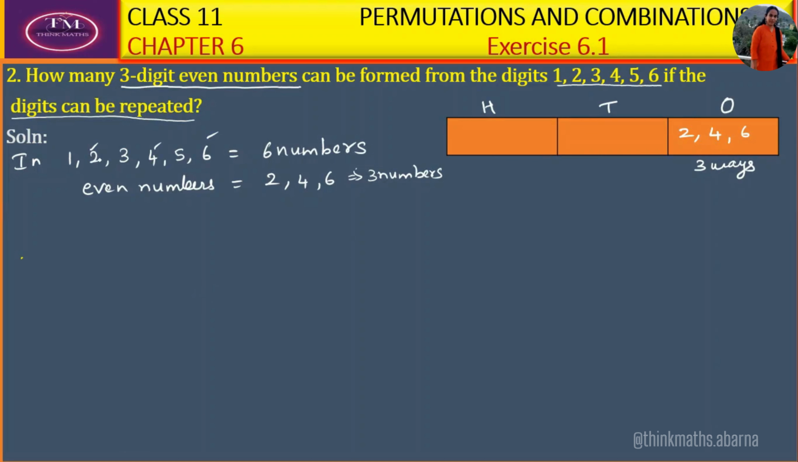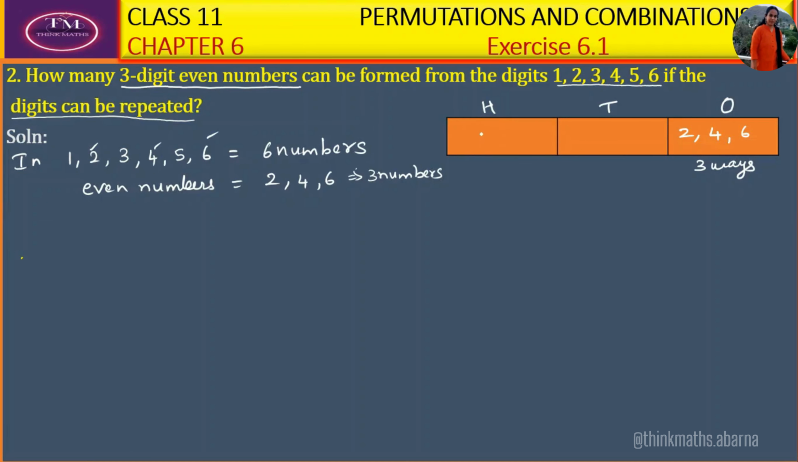You cannot fill 1 or 3 or 5 because we need an even number. So the 1's place must be filled with either 2 or 4 or 6. This is the condition for an even number. What about the 100th place and the 10th place? What is the condition? Digits can be repeated.